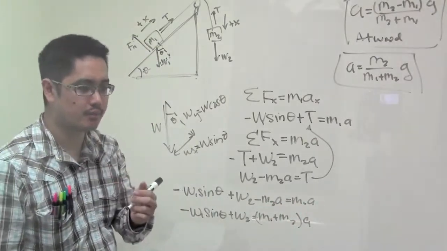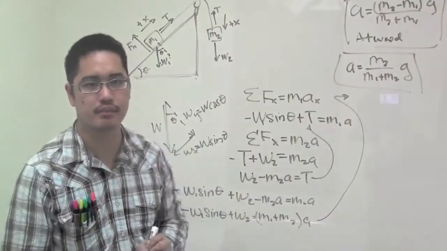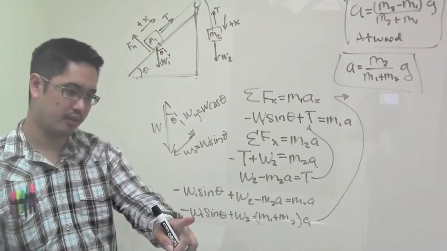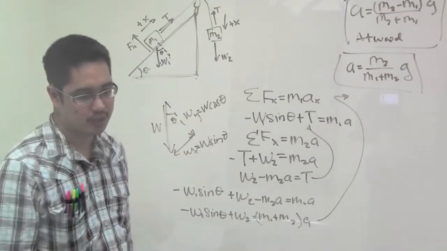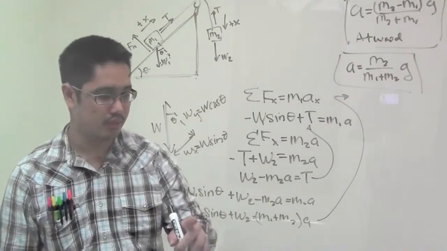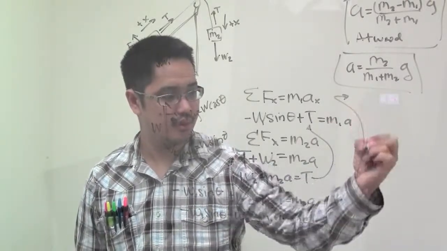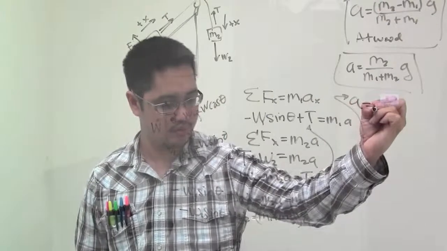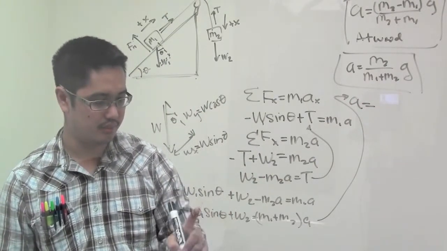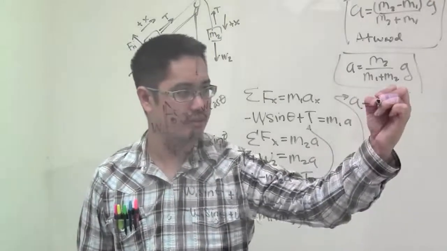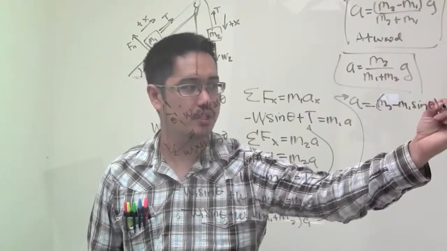All right, let's see if I have some more room. I might be running out of it. I'm going to start working up here and let's see what we got. I'm going to pull out, actually W1 and W2, those are M1 times G. This is M2 times G. I'm simply going to pull out the G. So I have A equals M2G minus M1G sine theta. So it's M2 minus M1 sine theta times G.